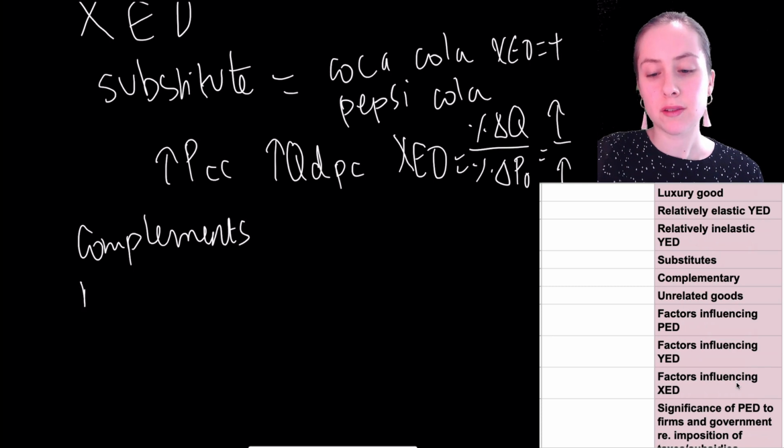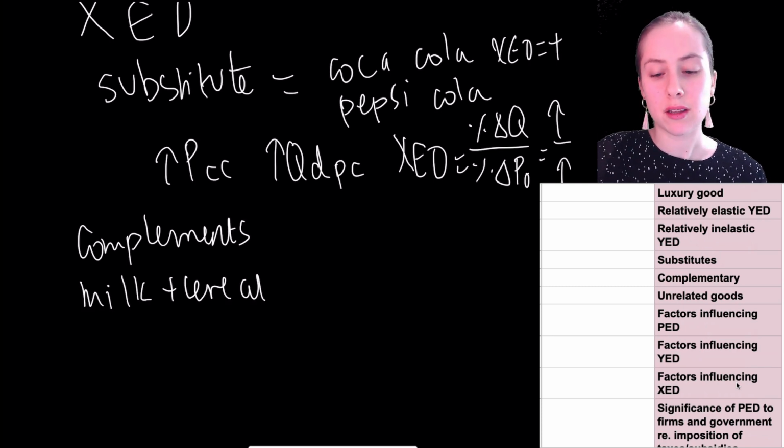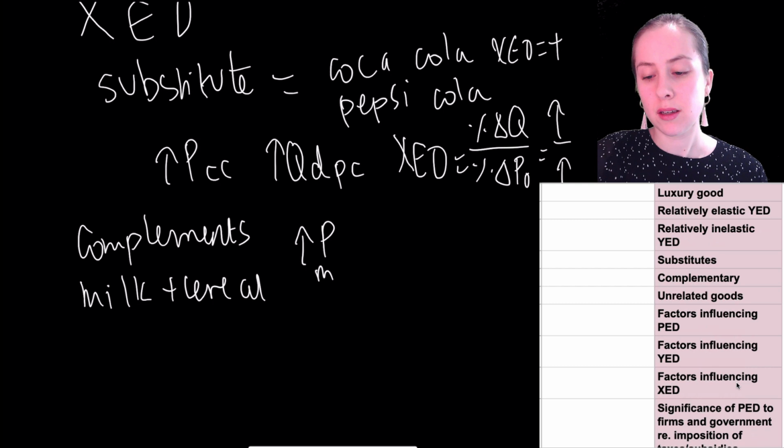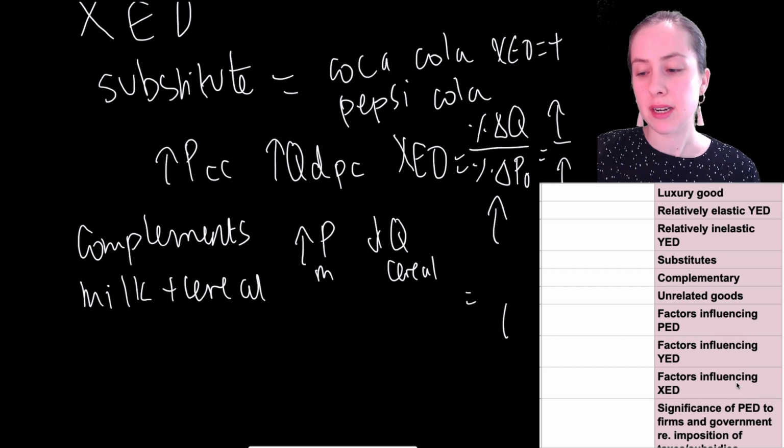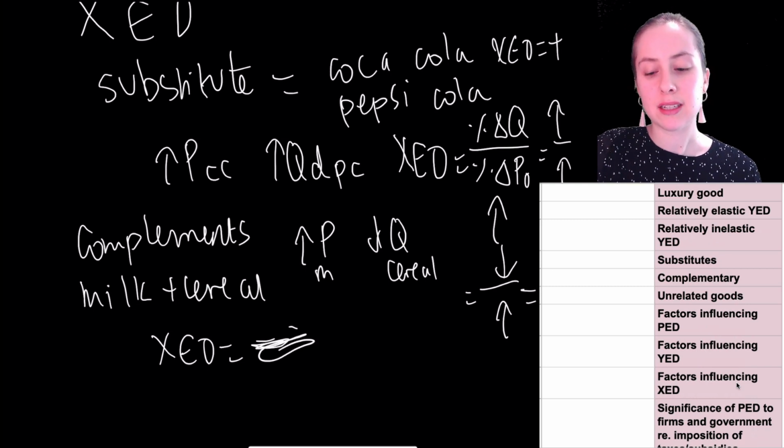If you look at complements, complements are things you buy together, like maybe milk and cereal. If the price of milk increases, people might buy less cereal because it's more expensive. If you put that into your XED equation, you will find if the price of one increases, the quantity of the other decreases. This gives you a negative. Complements have an XED that's negative.